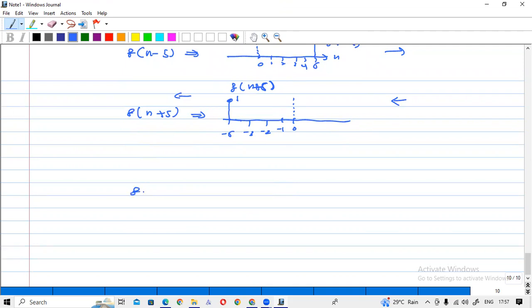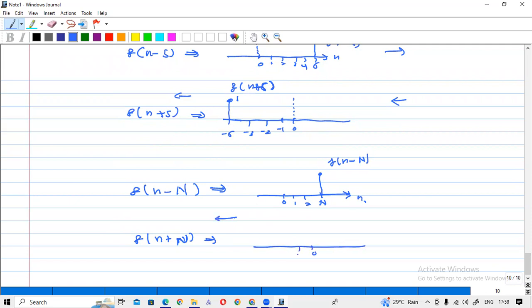Now consider delta n minus capital N. So now where is the impulse? It should be at the Nth sample, no? Not at 0, 1, 2, 3. It should be at the Nth sample. So this will be delta n minus N. And if it is delta n plus N, where should the impulse be? It should be shifted in this direction, the minus side. Like this, it should now be at the minus Nth location. So this will be delta n plus N. Correct.